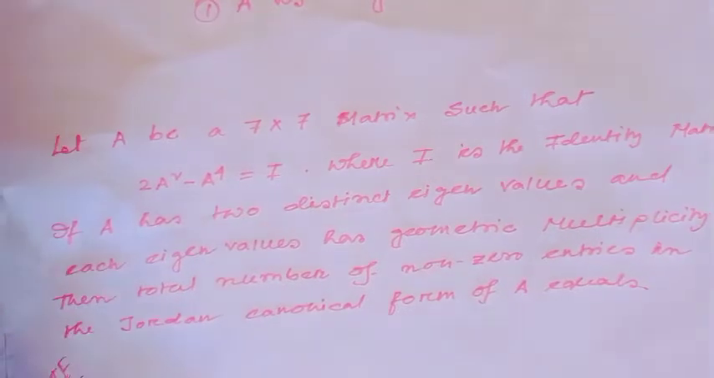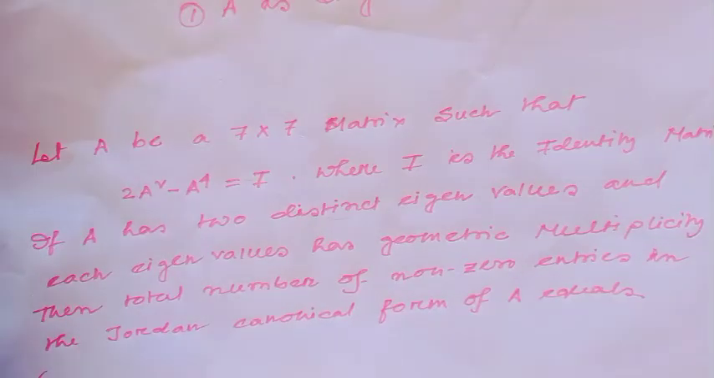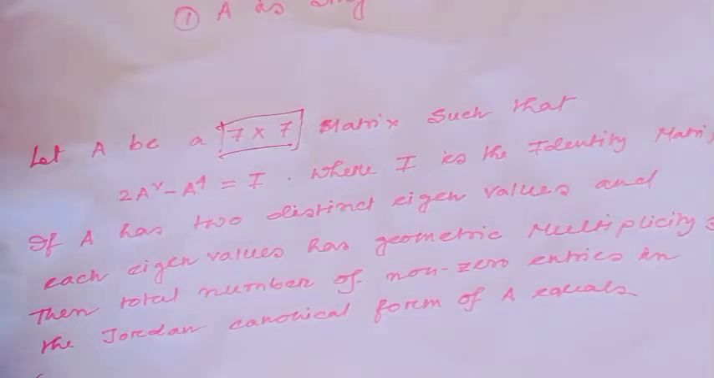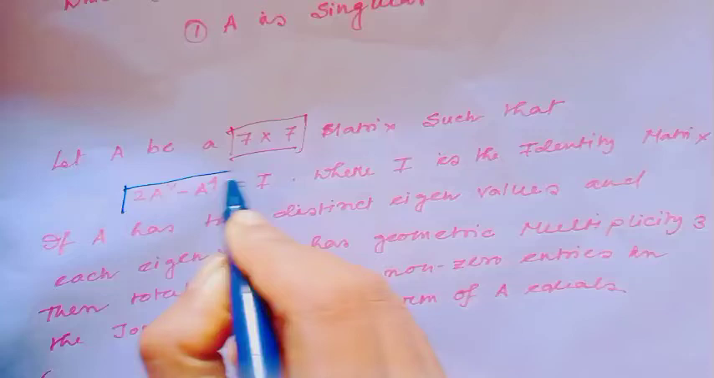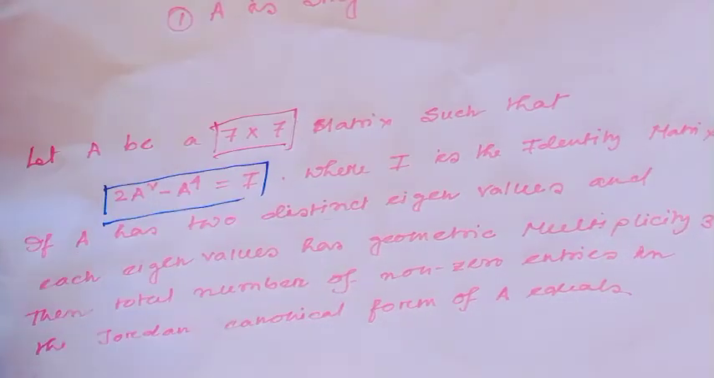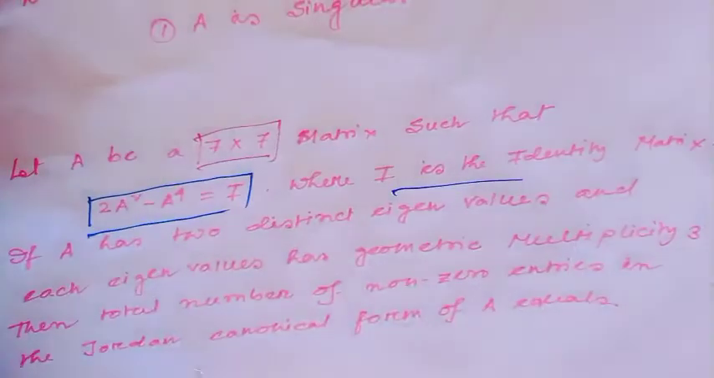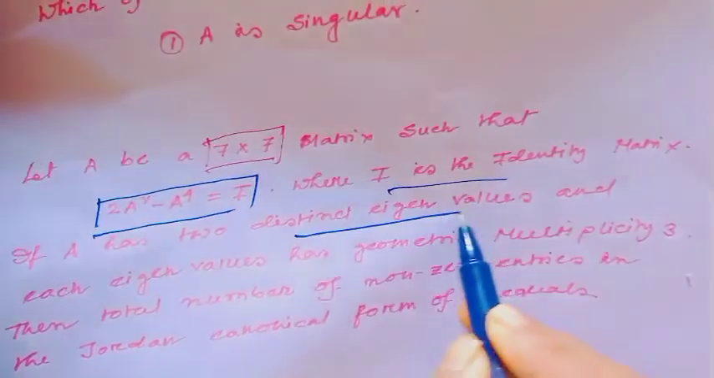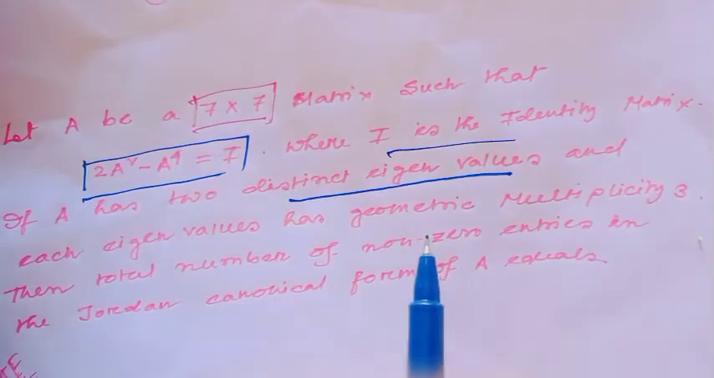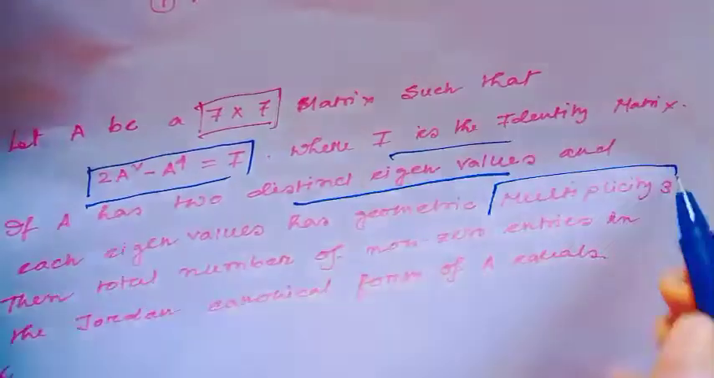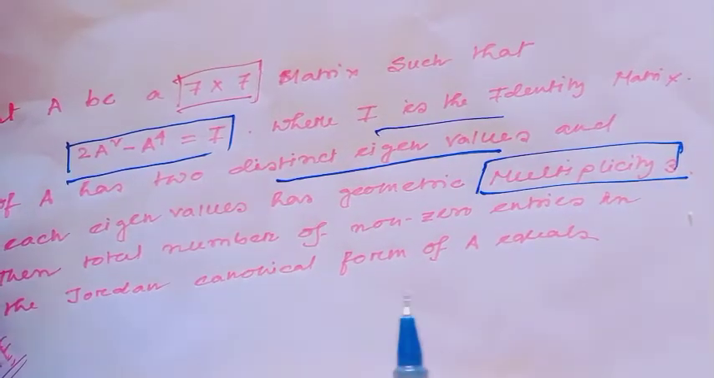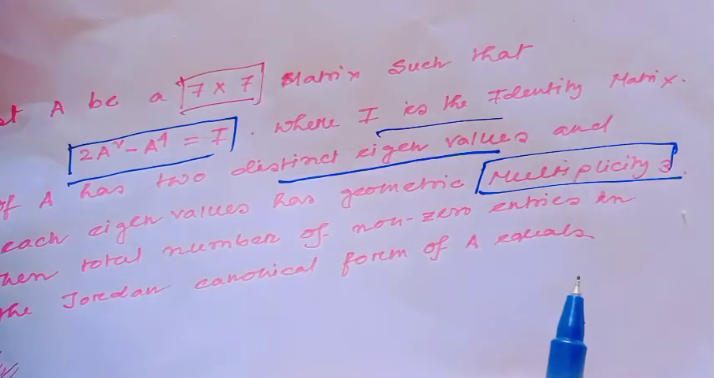The question is: let A be a 7 cross 7 matrix such that 2A squared minus A to the power 4 equals the identity, where I is the identity matrix. If A has two distinct eigenvalues, notice here the matrix has two distinct eigenvalues and each eigenvalue has geometric multiplicity 3. Then the total number of non-zero entries in the Jordan canonical form of A is equal to.